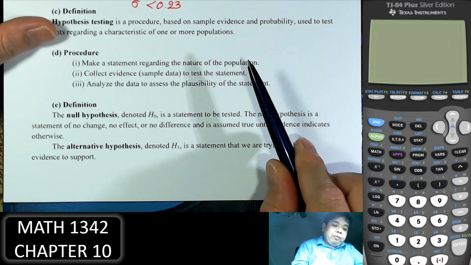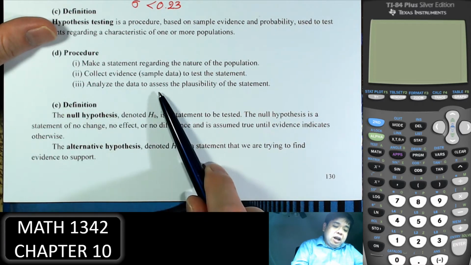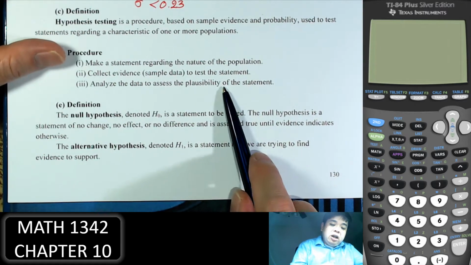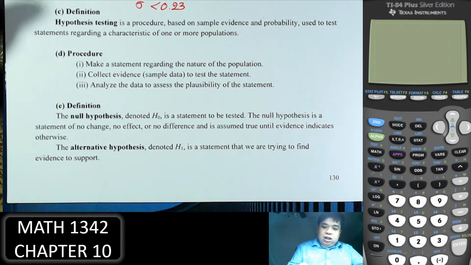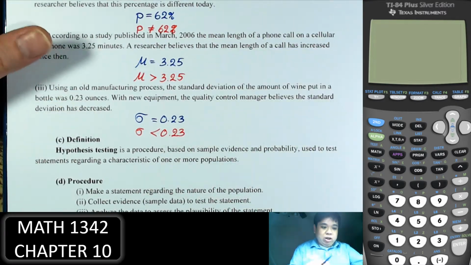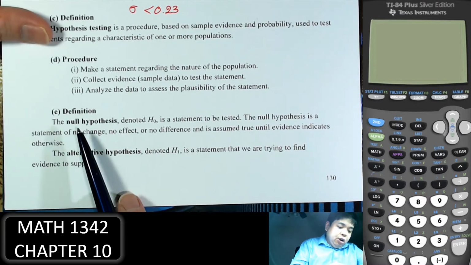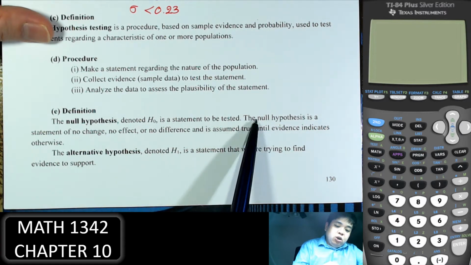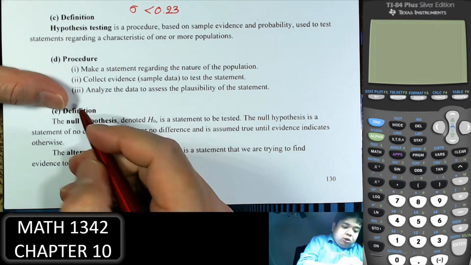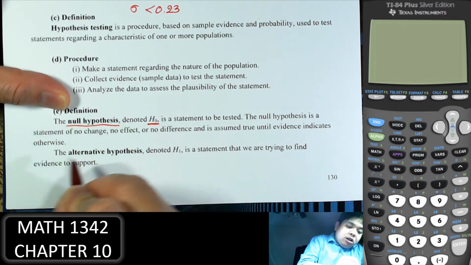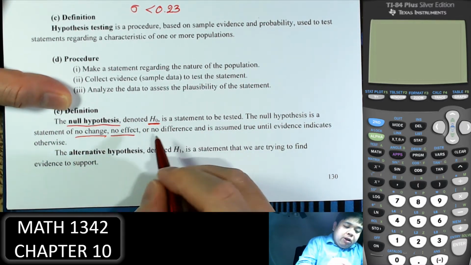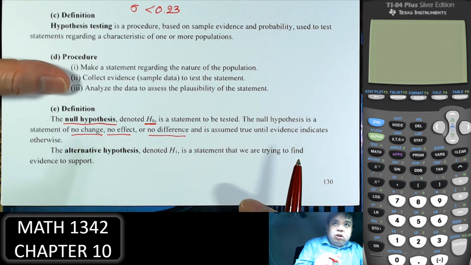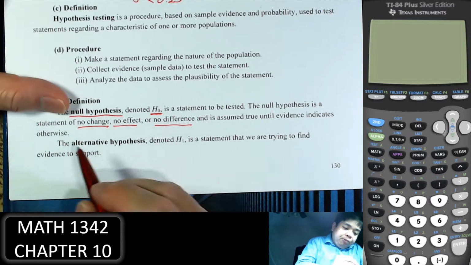And then we analyze the data to assess the plausibility of the statement. Now, it's something more along the line of what we did earlier. The null hypothesis, denoted H naught, is a statement to be tested. The null hypothesis is a statement of no change, no effect, no difference, or true, and is assumed true until evidence indicates otherwise.